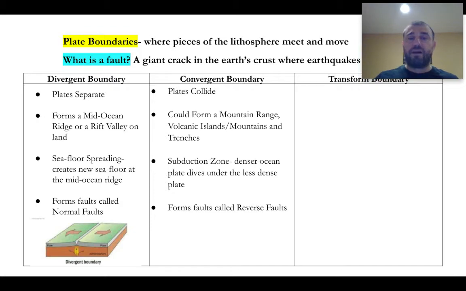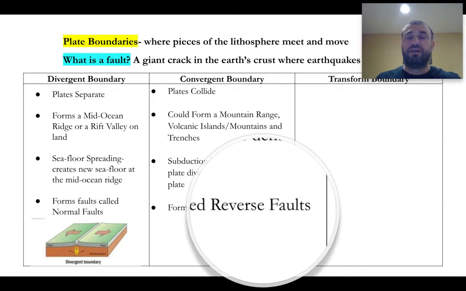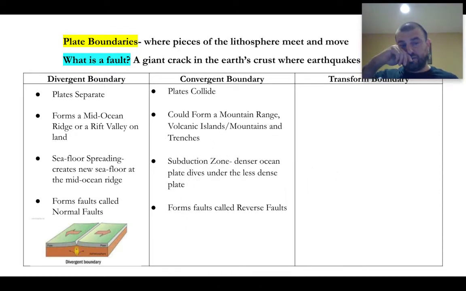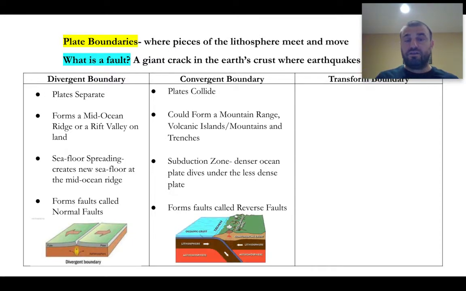And it forms the opposite of a normal fault. So since this was the second one identified, we call it a reverse fault, just because it's the reverse of normal. All right. And here's a picture of a convergent boundary.